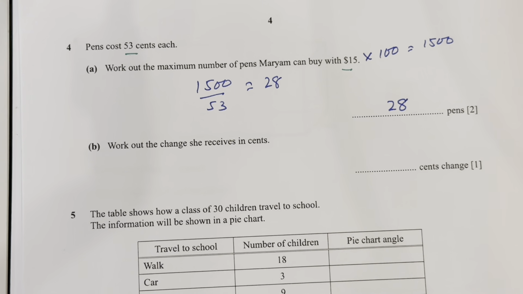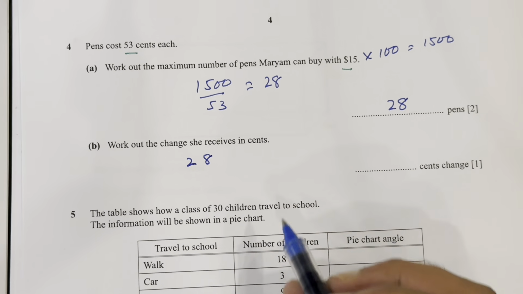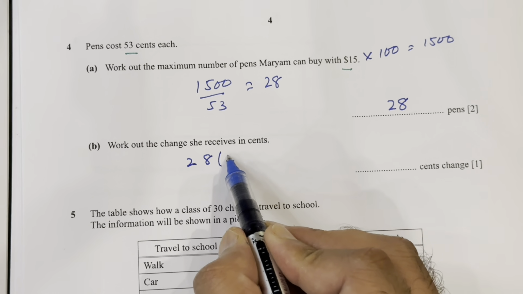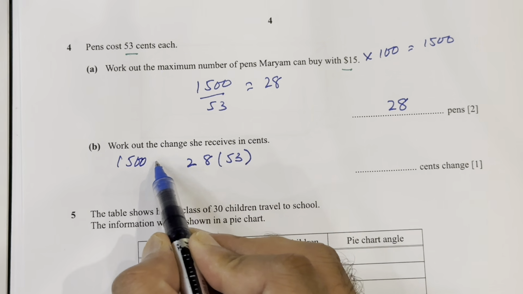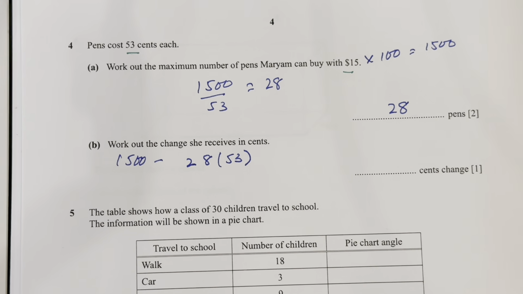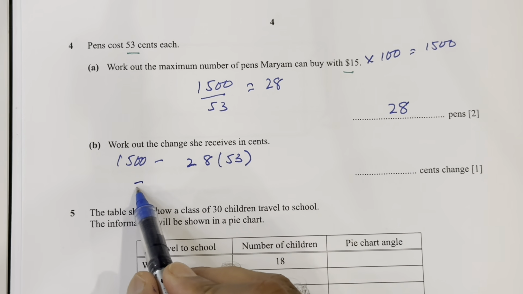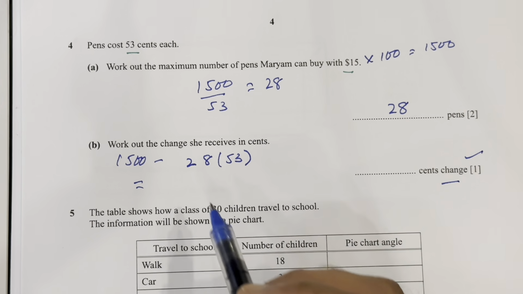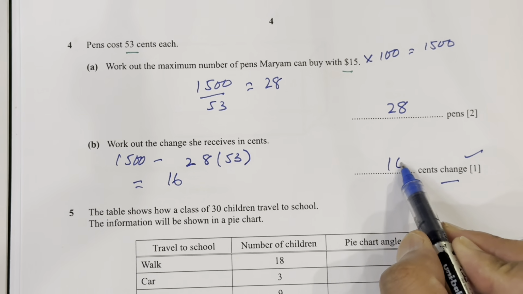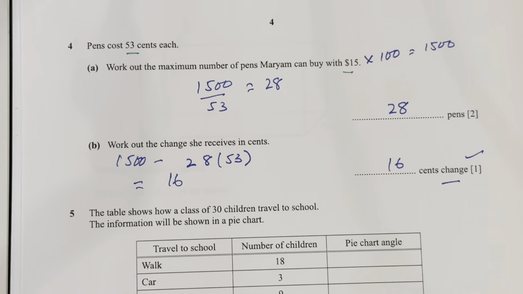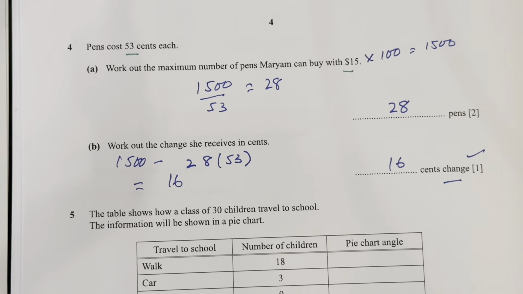Work out the change he receives in cents. So simply we're going to multiply 28 by 53, the value of each pen in cents, and subtract it from 1500 to get the change. Because we are working in cents and the answer requirement is also in cents, it would be 1500 minus 1484, which is 16. So the change we get is 16 cents. So we multiply 28 by 53, then subtract it from 1500.